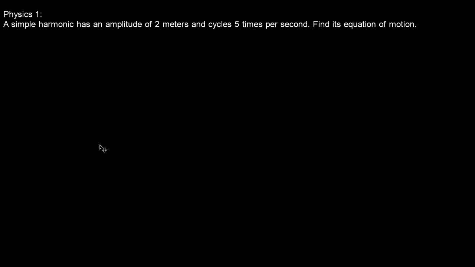This is Physics 1 course. In this video I'm going to solve a simple harmonic problem. A simple harmonic oscillator has an amplitude of 2 meters and cycles 5 times per second. Find its equation of motion.